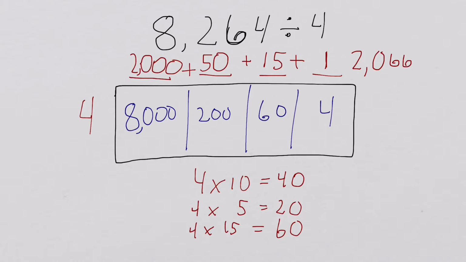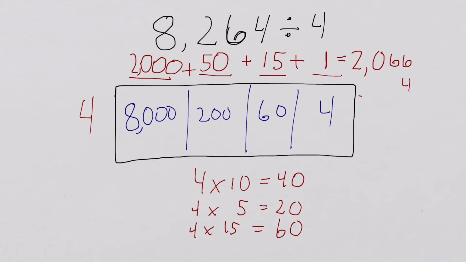Now you might be thinking, well, that's all wonderful, but how do we know? If we take our answer, 2,066, because remember we got that by adding together all of our pieces up top here, if we take our quotient, which is the answer in a division problem, take that quotient and we multiply it by the divisor, we should get our dividend. So let's try that.